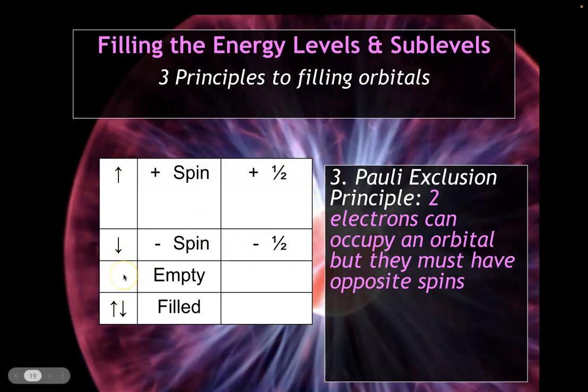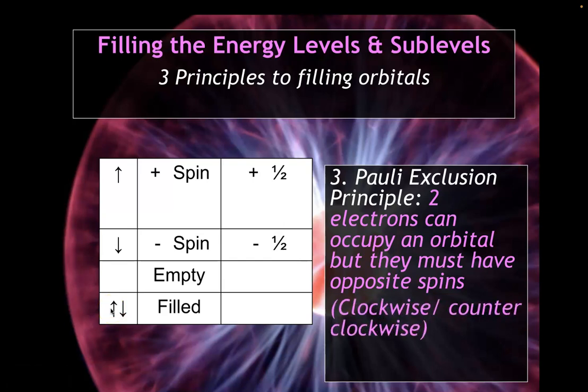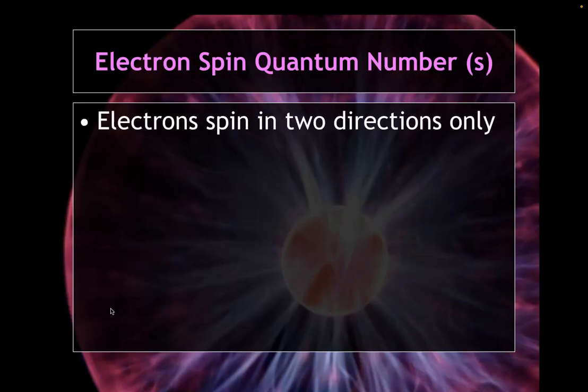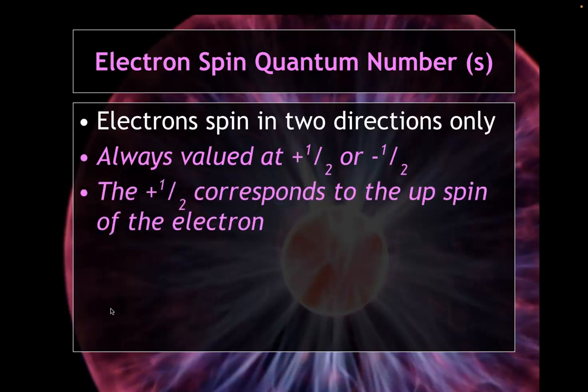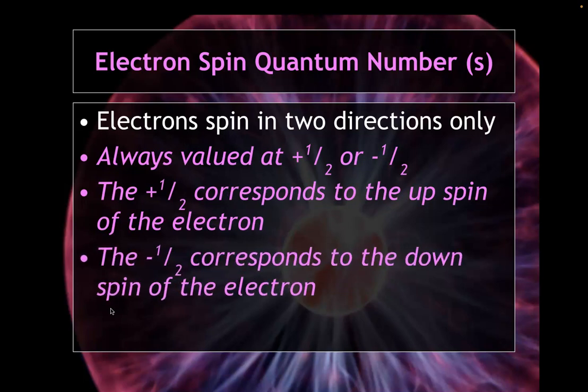If you saw an orbital that had nothing in it, that would mean it was empty. And if it has 2 electrons and they have opposite spins, it means it is full. Really, it refers to spinning clockwise or counterclockwise. And again, it doesn't matter which one you do first, as long as they are opposite. So electrons are only going to spin in 2 directions. They're always going to be +1/2 or -1/2. The positive 1/2 corresponds to the up spin of the electron, and the negative 1/2 corresponds to the down spin of an electron.